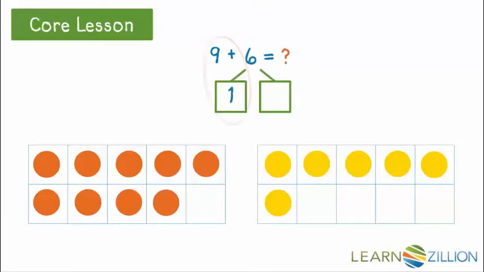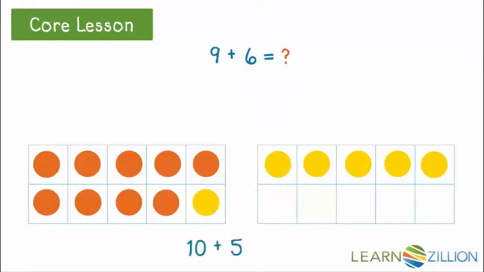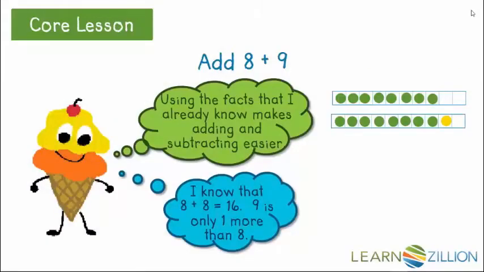9 plus 1 equals 10. The 6 is decomposed into 1 and 5. We now have 10 plus 5, which equals 15, which means that 9 plus 6 also equals 15. When adding numbers such as 8 plus 9, students may also want to use doubles facts, or facts that they know, to make adding and subtracting easier.